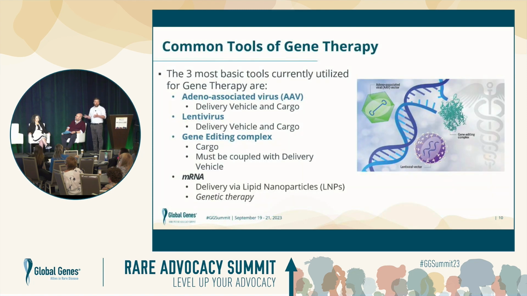So what are the most common tools? There are actually many tools. There's about 9 different viral vectors that I can show in other formats, but in 10 minutes you don't want to go over them. These are the main ones. Adeno-associated virus, which is a delivery vehicle and the cargo. A lentivirus, which is similar, delivery vehicle and cargo. These have pros and cons that need to be weighed, and we can talk about that at another time.